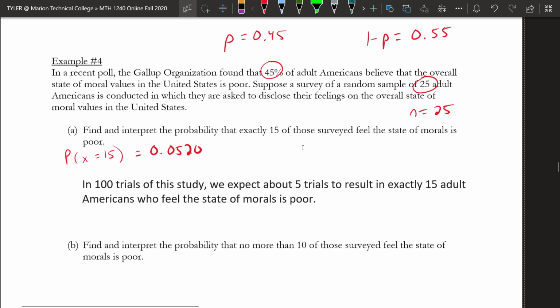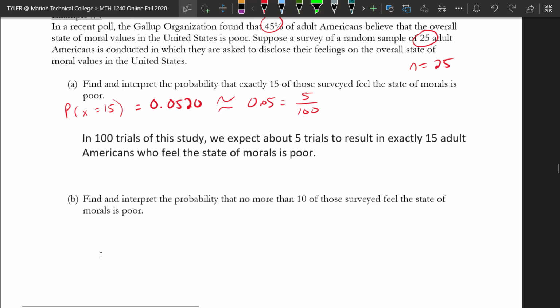Right? So again, I'm thinking of this as being approximately equal to 0.05, which is equal to 5 out of 100. So we did 100 trials of this study. About 5 of them would result in exactly 15 people who feel the state of morals is poor, right? So 15 out of the 25 people.